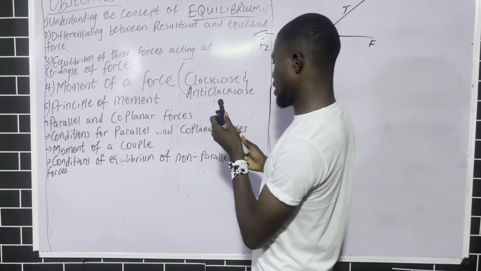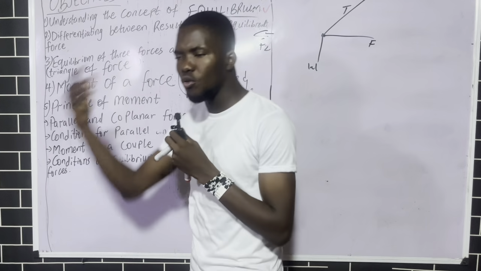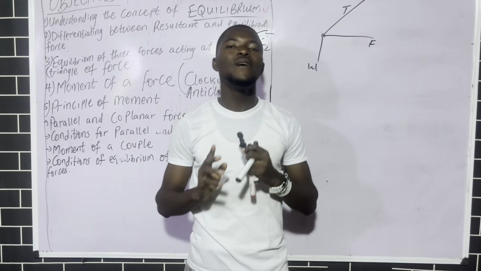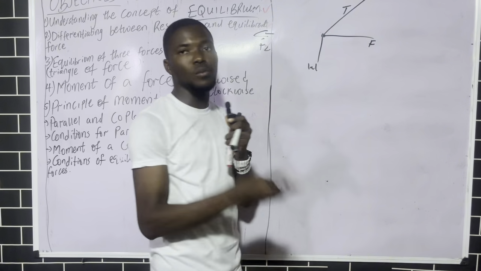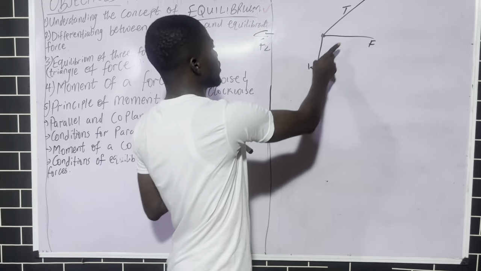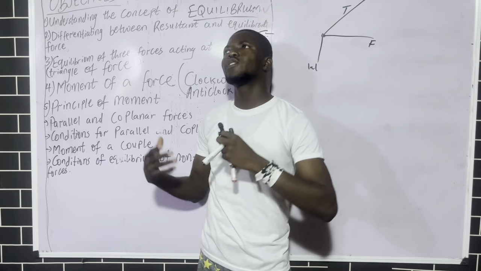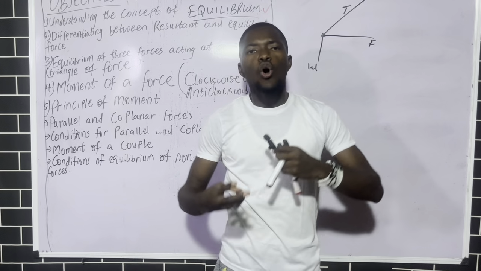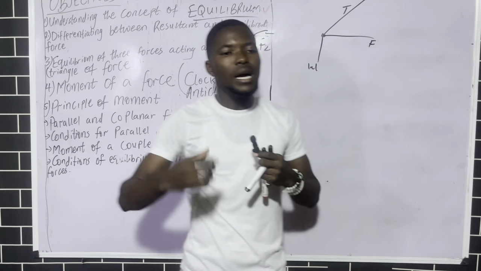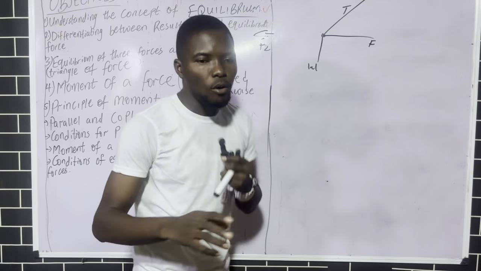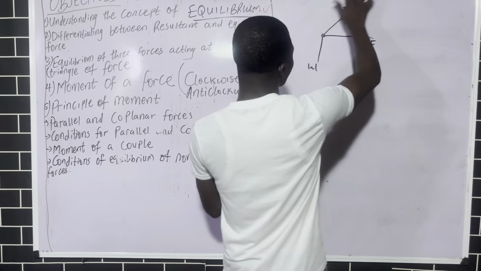So the next thing we are looking at is the equilibrium of three forces acting at a point, the triangle of forces. The first thing I want you to understand is that anytime they tell us equilibrium of three forces, it means that three forces are in equilibrium. These forces brought this particular body to equilibrium. There is a principle for it, which we call the principle of triangle of forces. Anytime three forces are in equilibrium, the principle we use to solve it is the triangle of forces. Most cases you'll see a question like this.